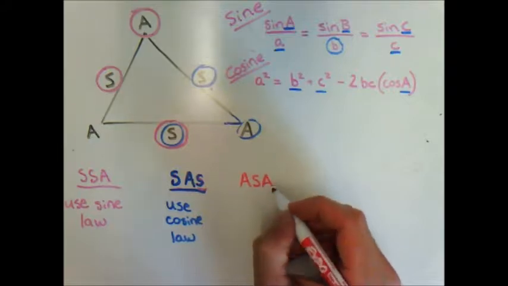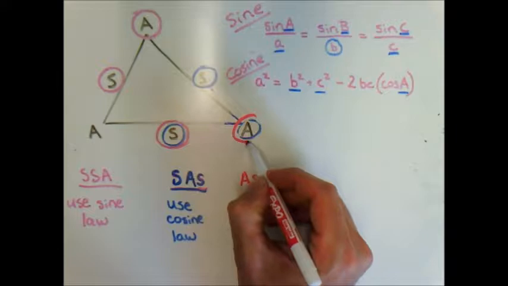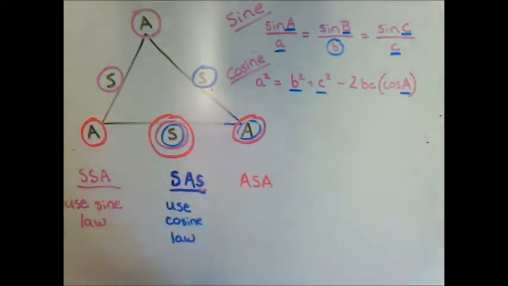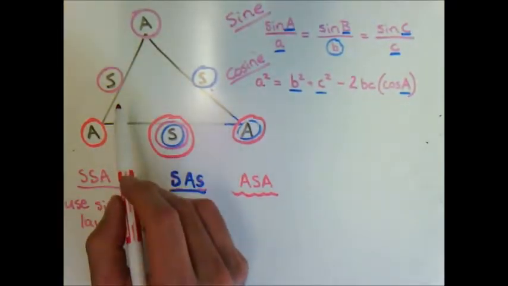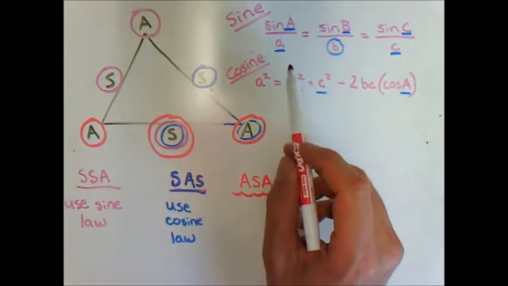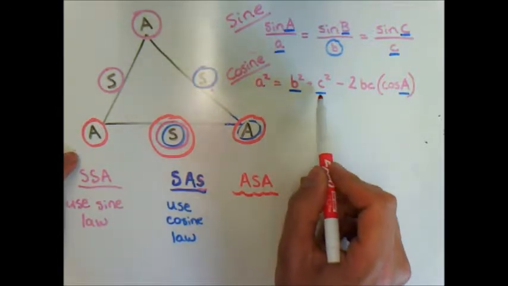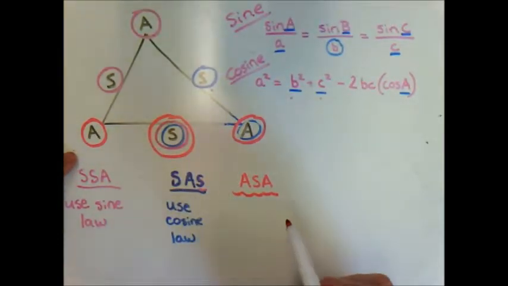Alright, let's look at angle, side, angle. So that would be something like this. Angle, side, angle. How would we solve that one? This one's a little bit trickier. Can we use the sine law? Do we have opposite information? No, none of the three situations. What about cosine law? Well, cosine law says that I need to know two of the sides. Do I know two of the sides? No, I only know one of the sides.